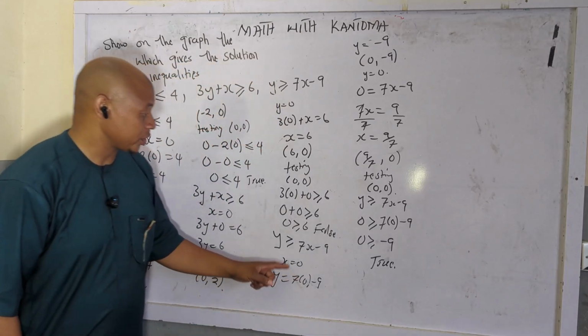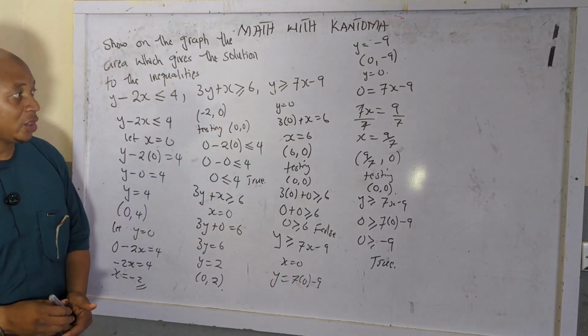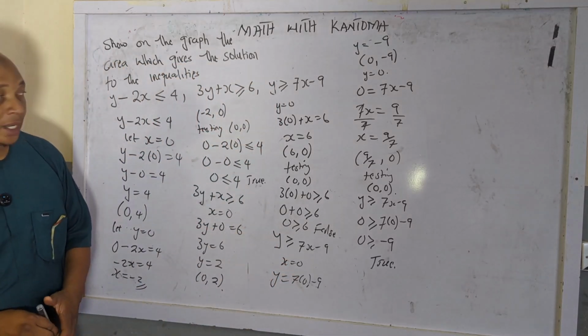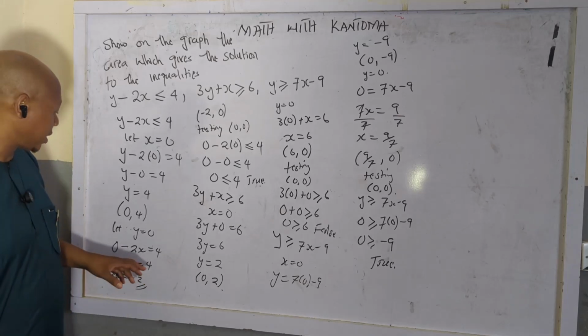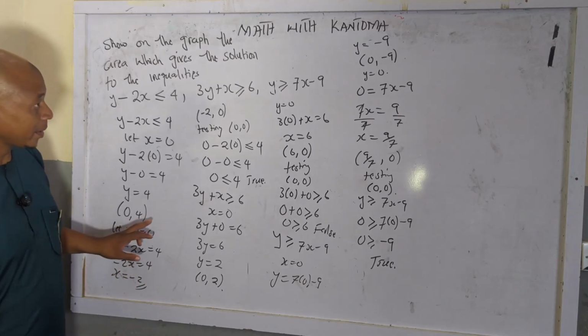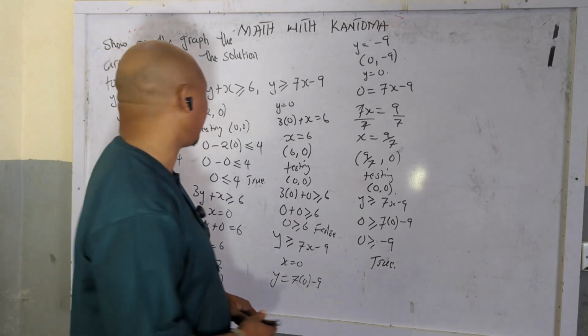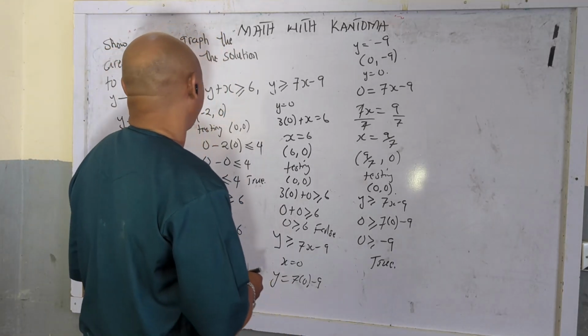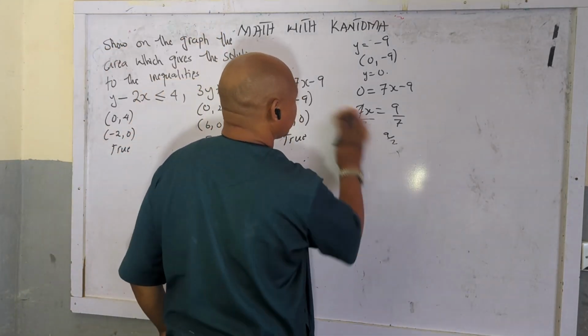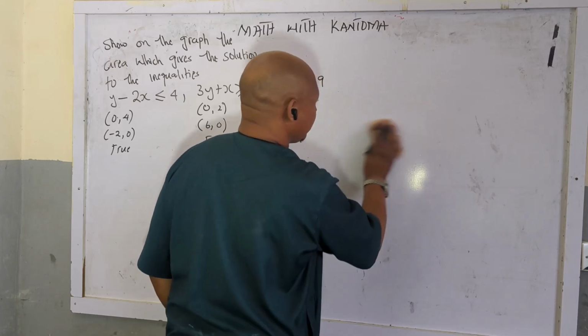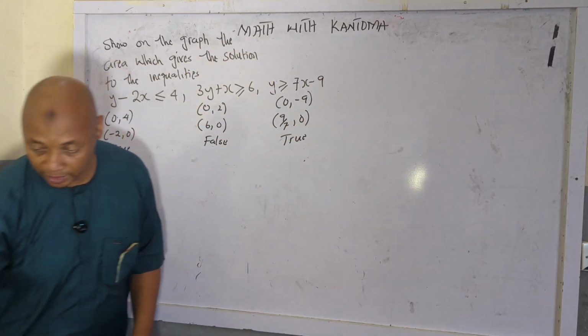So the only false condition is the second inequality. So next, we are going to plot the graph. And before plotting the graph, we are going to note the points. So now let me jot the points here, and see what is going to be the region or the area that will satisfy the inequality.